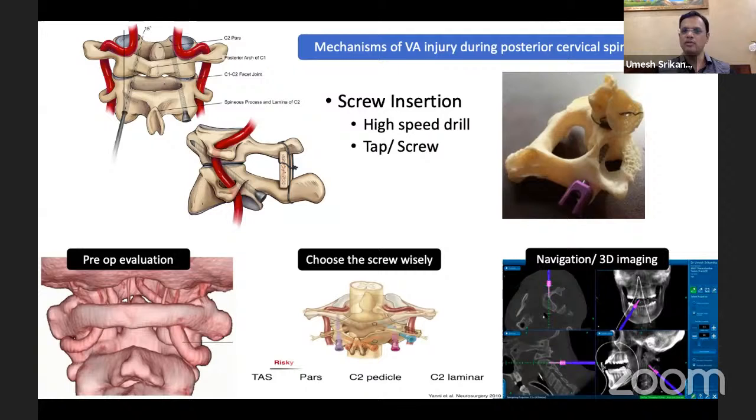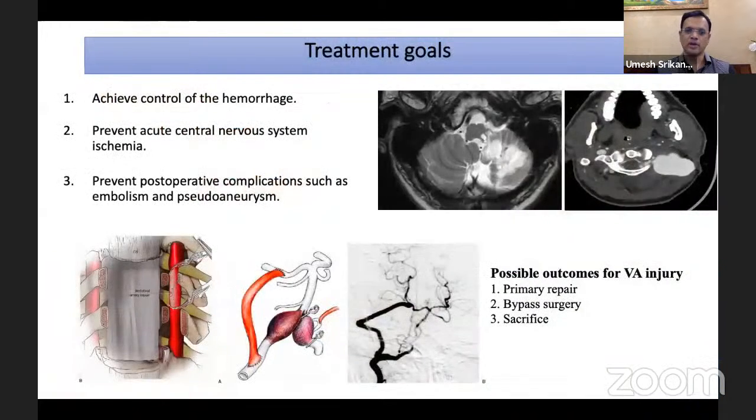Vertebral artery injury can happen during screw insertion as well. This can happen due to the high-speed drill as well as while putting in a tap or a screw. This can conclusively be avoided by proper preoperative evaluation, as has been emphasized several times during this session, and also by choosing the screw wisely, like using a short partial-threaded screw, as Dr. Mihir was telling, or even using navigation-assisted screws, where, even in the presence of a high riding vertebral artery or a narrow pedicle, we can avoid the important vascular structures and place a screw quite safely.